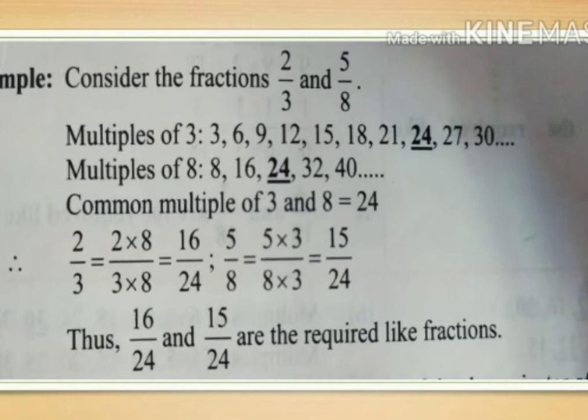Now use the same method for the other fraction. Here 5 upon 8. Now to get the denominator as 24, multiply the number 8 by 3, which gives us 24, right? Now multiply the numerator by the same number. 5 into 3 gives us 15. So our second fraction is 15 upon 24. So thus 16 upon 24 and 15 upon 24 are the required like fractions.